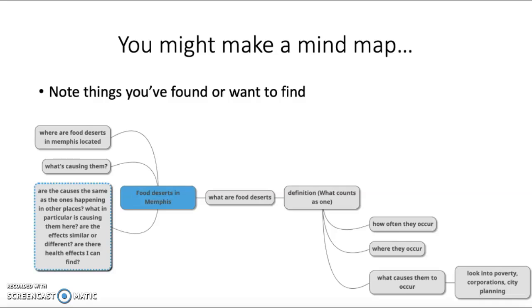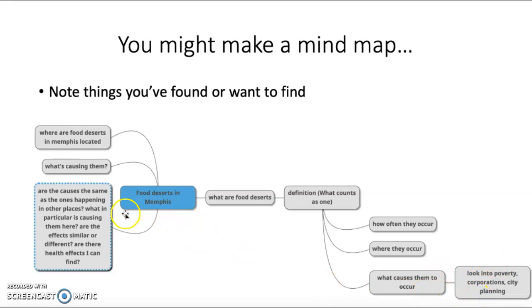So, let's say that I am writing a paper about food deserts in Memphis. One thing I might do as I'm approaching, okay, how am I going to organize all this information, is make a mind map. So listing out information I've found about, okay, here's my main topic, and then maybe I've got some definitions, some basic facts, stuff like that. So definitions, how often, where they occur, some causes.